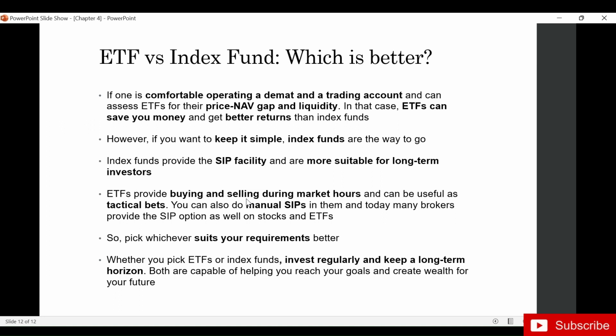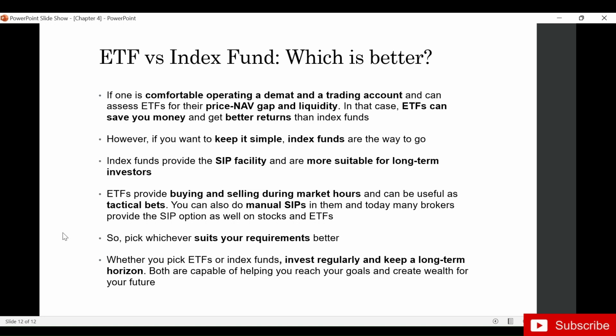However, investors who are not comfortable operating a demat and trading account and want to keep it simple, for them index funds are the best way to invest. Also, another advantage of index funds is that they provide you the SIP facility, and they are more suitable for long term investors because they can continue their SIP for a long period of time.